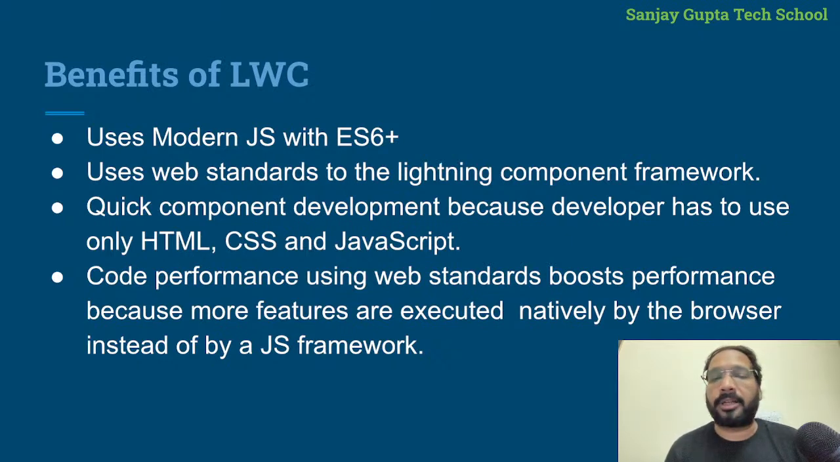And code performance using web standards boosts performance, because more features are executed natively by the browser instead of by a JS framework. So in the case of Aura, Aura is a framework and Lightning components are built on top of that. But here, Lightning Web Components are built on top of web standards, which are native to your browser. So the browser is capable of executing all that code. So we don't need any additional framework for that, right? So that's why whatever components we implement are basically lightweight components.